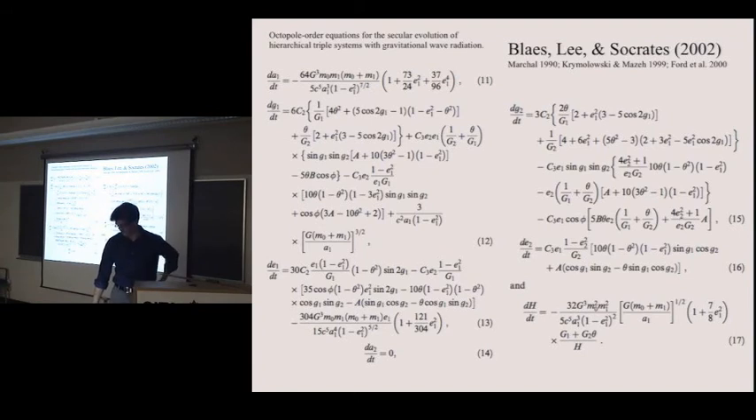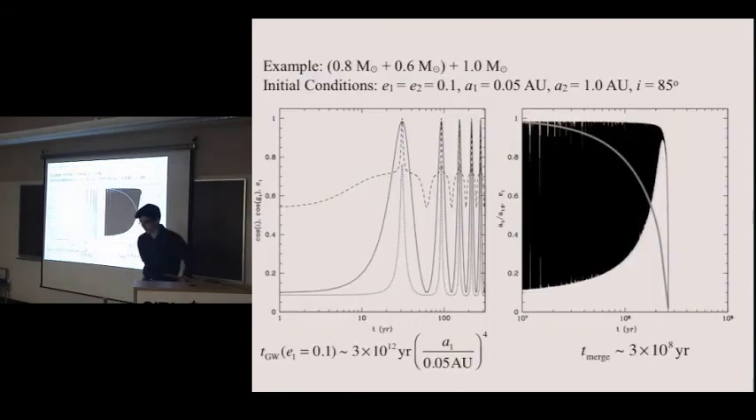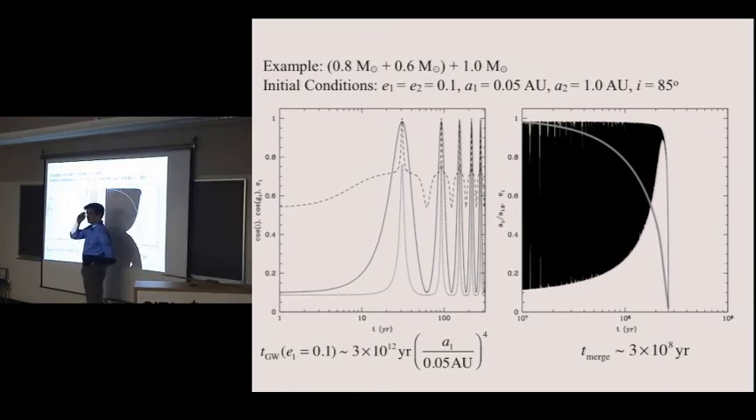So that is going to come into play, and this is what the evolution looks like. You start with a binary, let's say, of 0.8 plus 0.6, suggestively sums to 1.4 solar masses, with a 1 solar mass tertiary. Your initial conditions are low eccentricity, the semi-major axis is 0.05 AU, and your guys should merge in 3 by 10 to the 12 years, so 300 Hubble times. And then you just look at this plot.